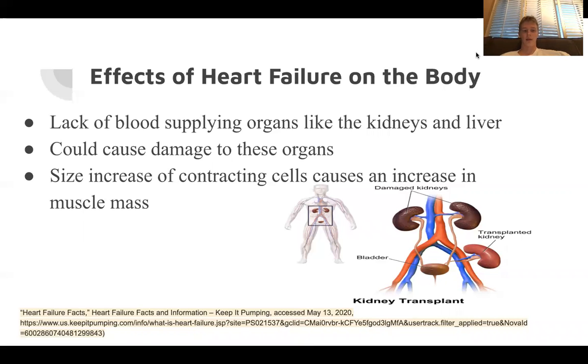And then the size increase of the contracting cells also causes an increase in muscle mass. So you start to gain weight and get a random increase in muscle mass. Here's a picture of damaged kidneys right here. This is what your kidneys could look like if you have heart failure.